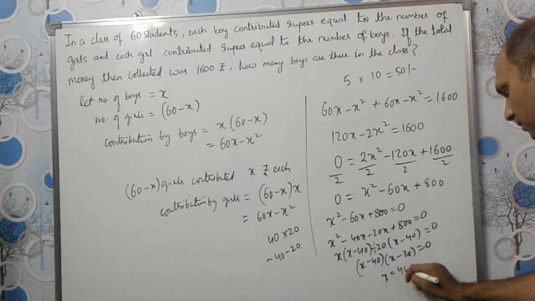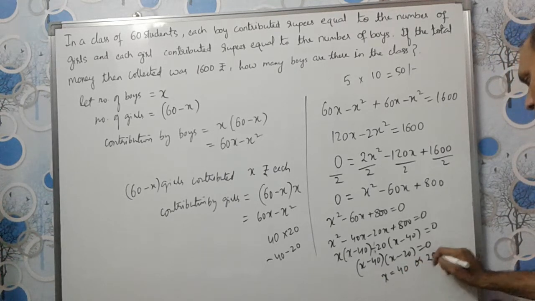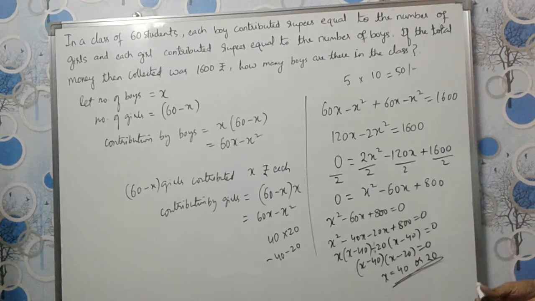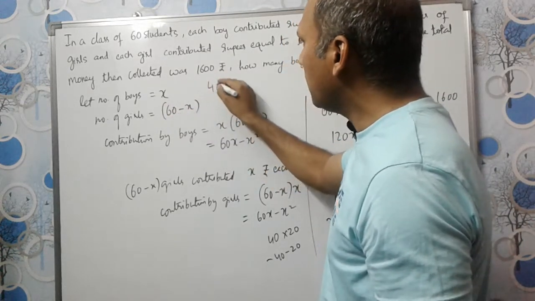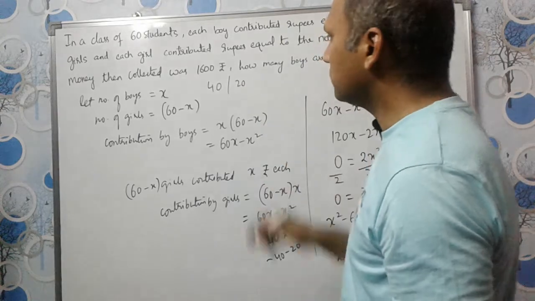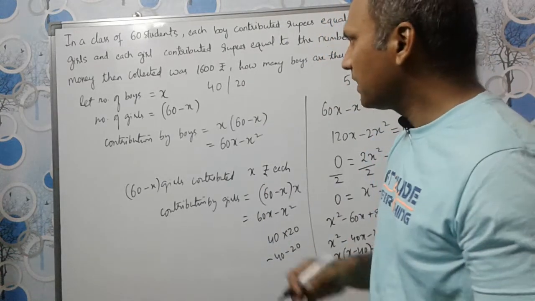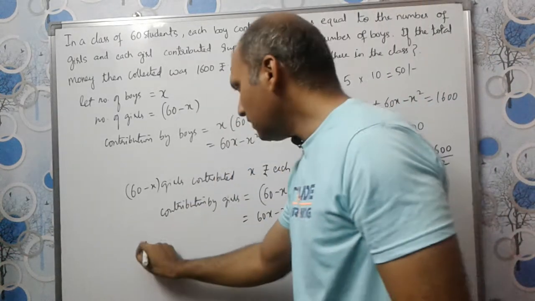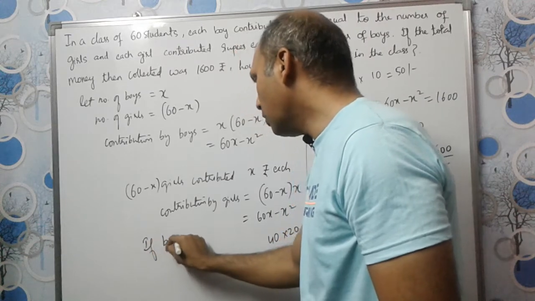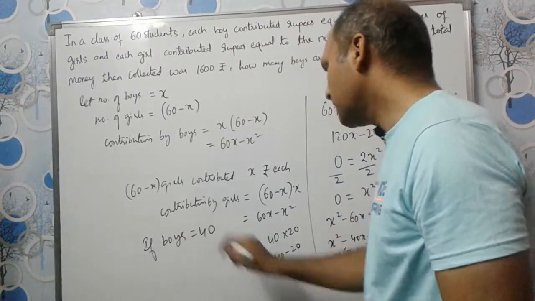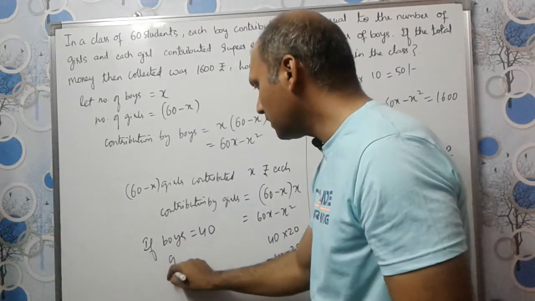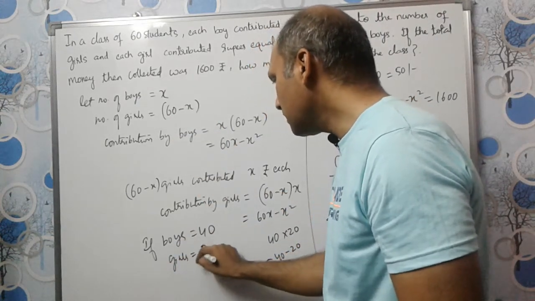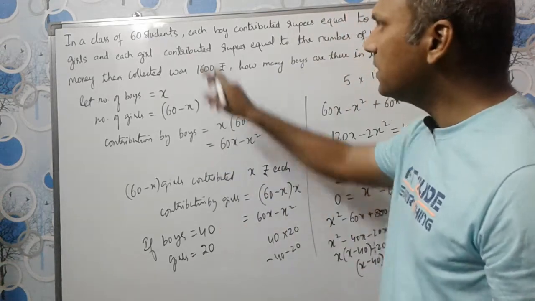So what is x now? 40 or 20? Which one is correct? See, number of boys 40 we got, and we got 20 also. Both values are correct. See here, if boys are 40, girls will be 60 minus 40. Girls will be 20. See, total is equal to how much?